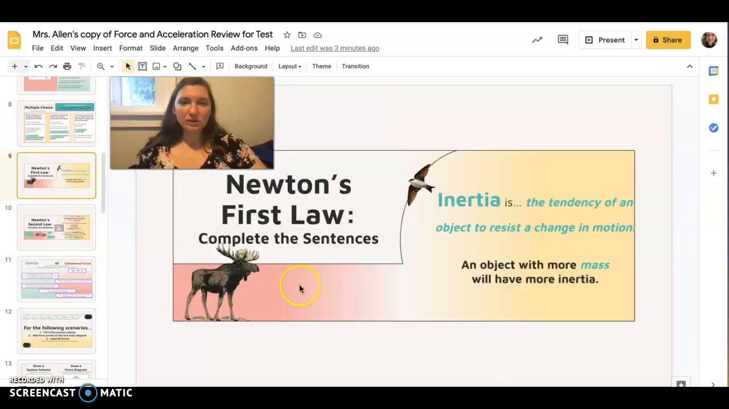Okay, so Newton's first law says that inertia is the tendency of an object to resist a change in motion. If it's holding still, it's going to want to stay holding still. If it's moving forward, it's going to want to keep moving forward in the same direction. And an object with more mass is going to have more inertia. A moose has more inertia than a bird.